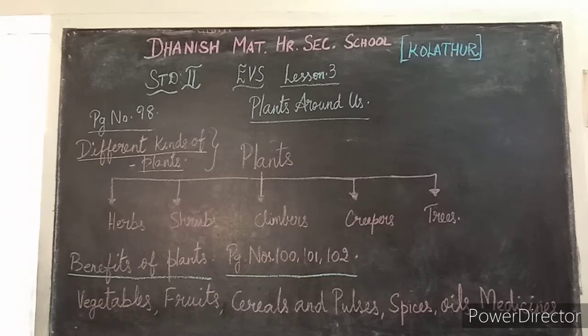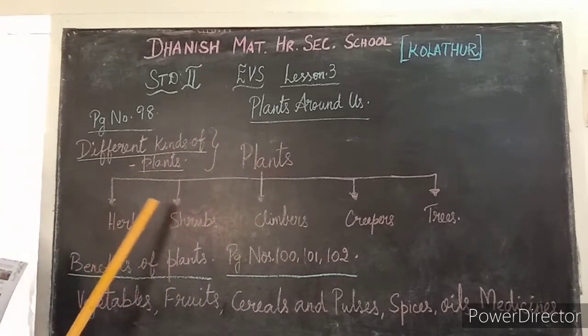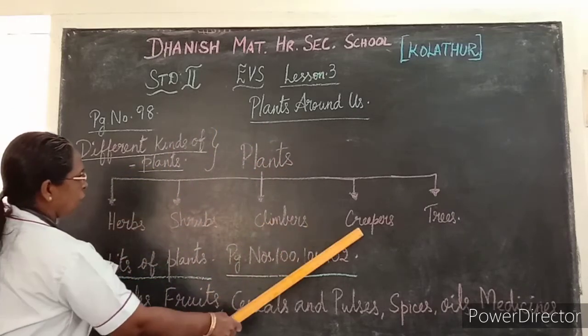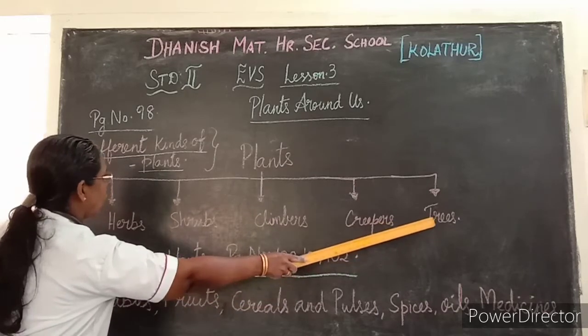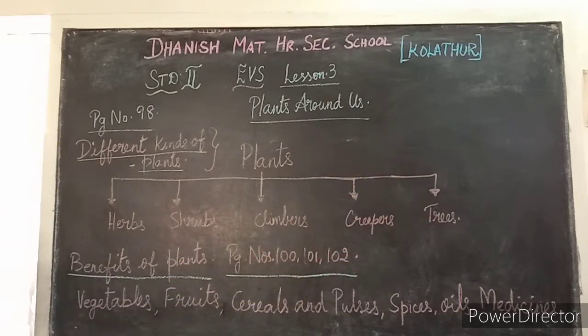And next we are moving on to trees. Big and tall plants are called trees. See here, herbs, shrubs, climbers, creepers, trees. Now we are in trees. So trees means big and tall plants. They have hard and thick wooden stems called trunks. Trees have many branches. They live for many years.